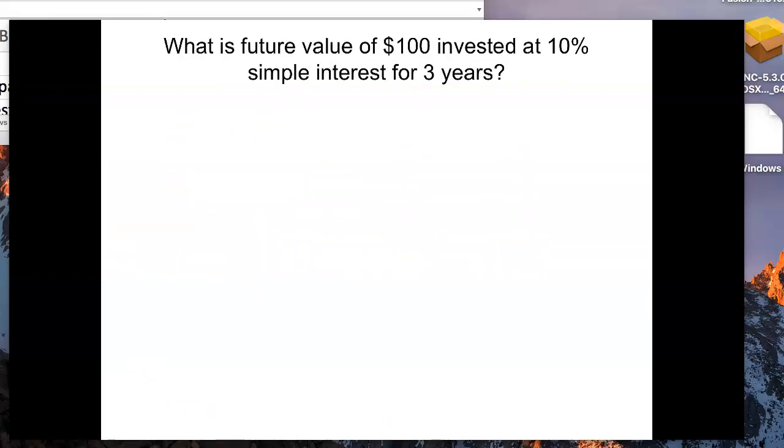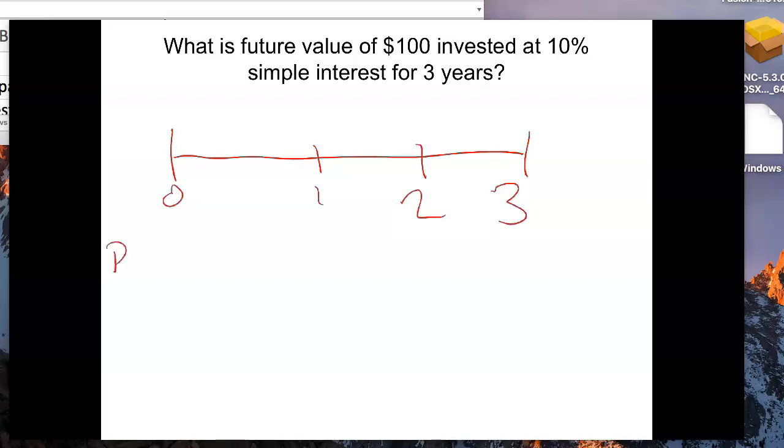But what if we wanted to know for a longer period of time? So what is the future value of $100 invested at 10% simple interest for 3 years? Well, we'll draw the timeline here. For 3 years, 0, 1, 2, and 3, we have our present value or principal of $100, and we have a simple interest rate of 10%. Well, in the first year, we earned simple interest of $10, 10% of the original $100.